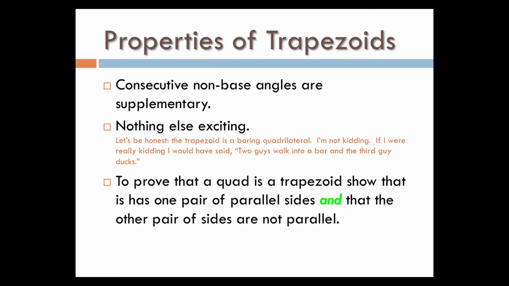Just like if you wanted to prove it was a parallelogram, you'd have to show that both pairs of opposite sides are parallel. In this case, you show that one pair is parallel and that the other pair isn't. You still got to do the slope calculation.